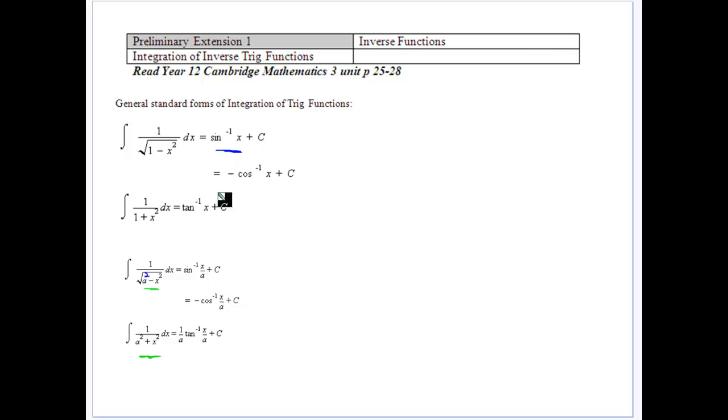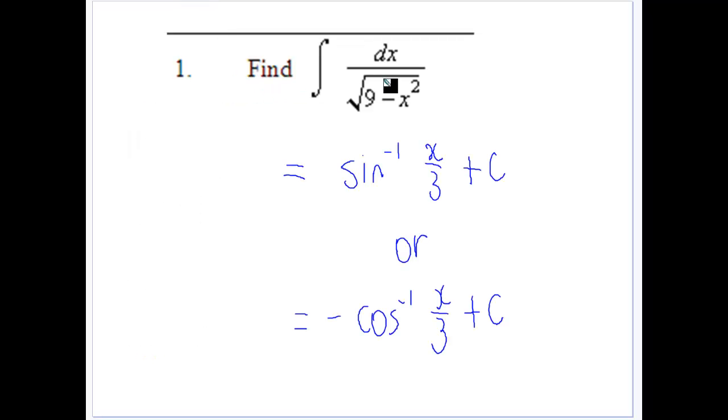So keep those in mind. They will be in the back of your exams as the table of standard integrals. So you'll be able to see those there and play with them at that point. So let's have a look at some problems. This is in the form already where it's an a squared minus x squared. So we could leave it in two ways. We either put it as inverse sine of x on 3, because we take the x there and the 3, or minus inverse cos of x on 3 with our constant. Either way, that's fine.